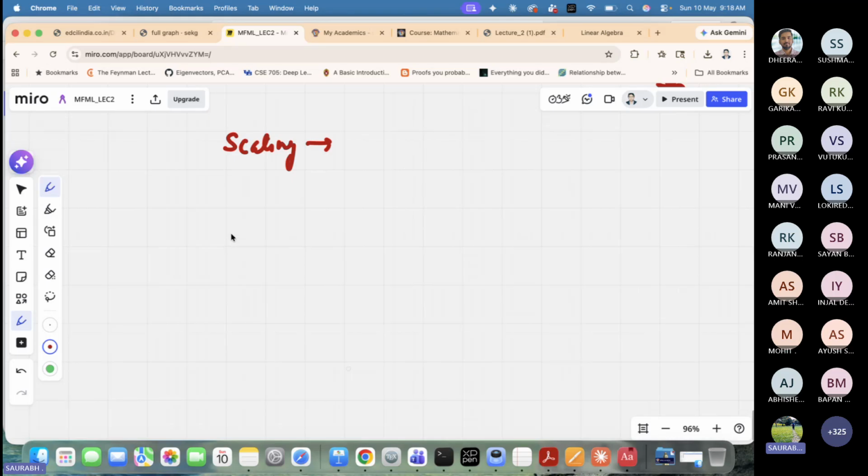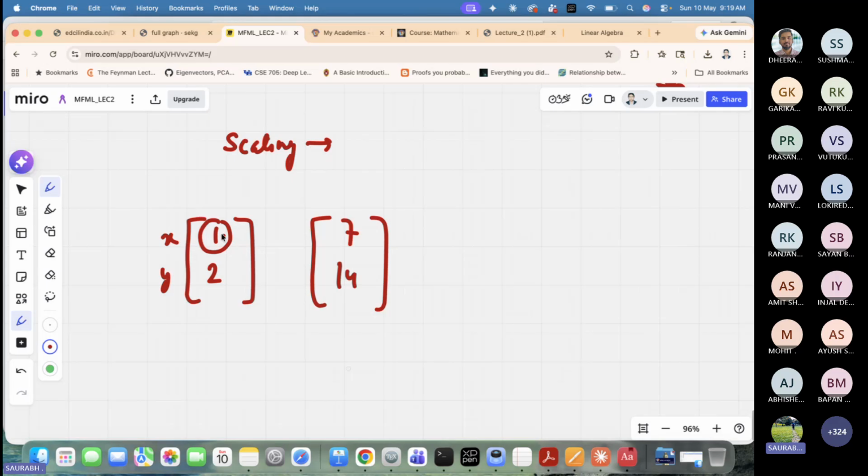When we are combining vectors, you cannot multiply two vectors. You can just take products as dot products, and there are rules for doing them. For example, when you have the vector 1, 2 and you are trying to multiply it with 7, 14, let's say this is the x dimension and this is the y dimension. You can combine the x dimension of the first one with the x dimension of the second one, and the y dimension of the first one with the y dimension of the second one.